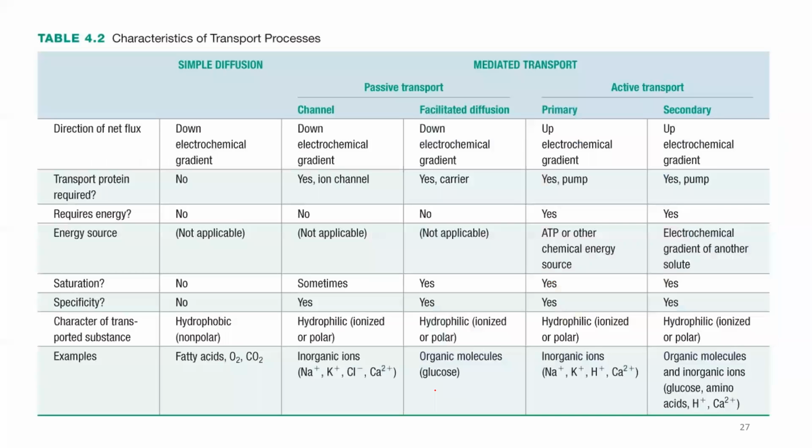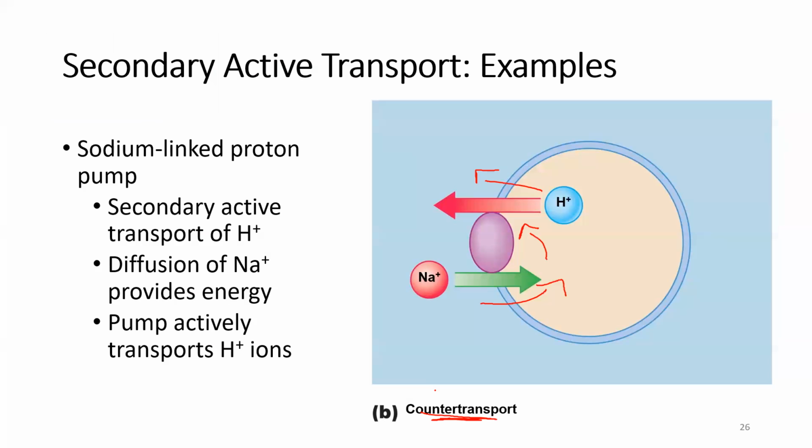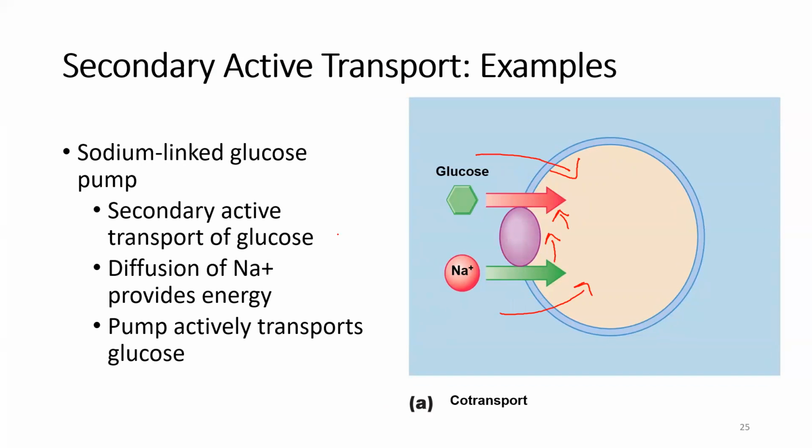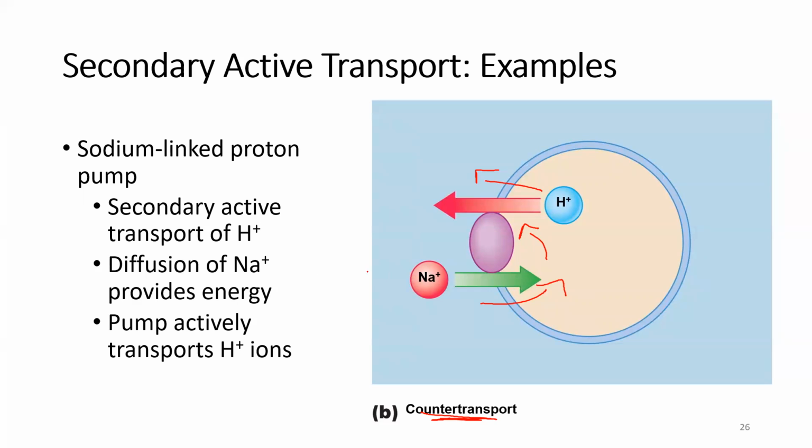So is the co and counter just representing the movement of it, like in the same direction or opposite directions? Yep, exactly. So co is going to be both ions, both particles or both molecules moving in the same direction, whereas counter is going to be they're moving in the opposite direction. So just the direction is going to be what determines co versus counter. Okay, thank you. Yep, sure.